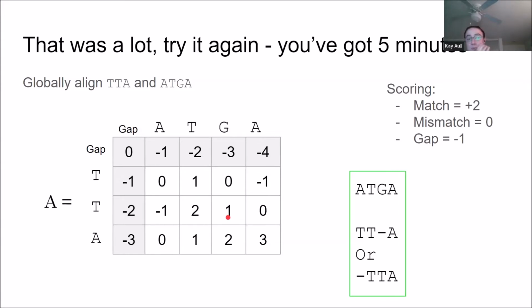Which one would you like to accept? And so you can extend even at a mismatch, keep both of them, or you can open up a gap and then be back here. And these are equivalent, and so you have these equivalent alignment paths.